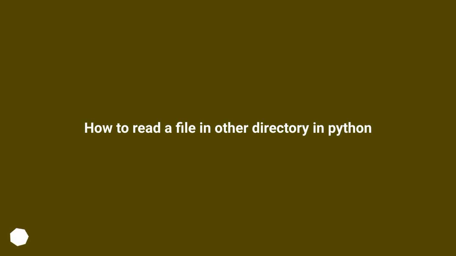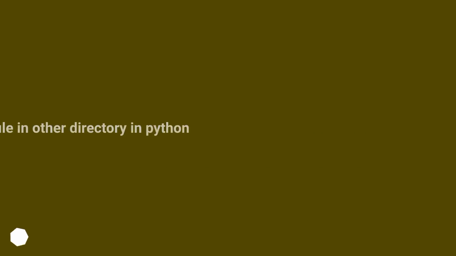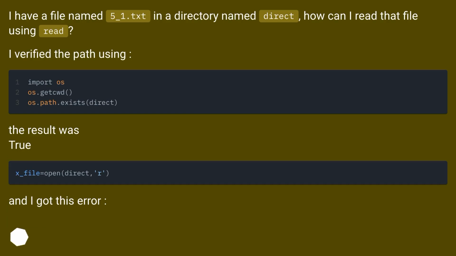How to read a file in other directory in Python. I have a file named 5_1.txt in a directory named direct. How can I read that file using read?